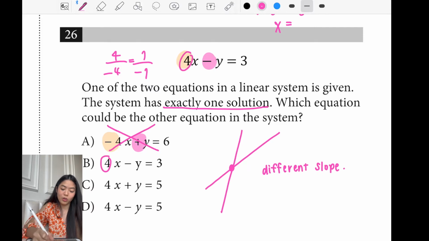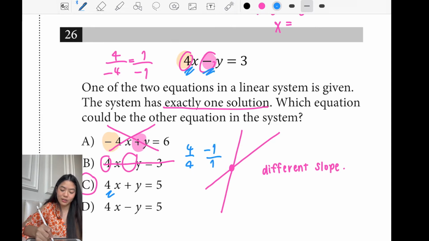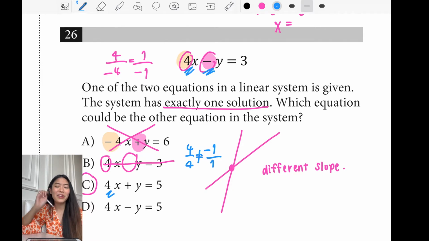For B, 4, negative 1, negative 1, no. But C should be the answer. Why? 4 divided by 4 and negative 1 divided by 1, which are not equal to each other. Therefore, we're going to use C. This is the fastest way to find the number of solutions if it's given in the ax plus by equal to c form of the two linear equations. For those who want to understand more about this concept and this trick, you can follow my YouTube, and I will share this clip with you in the next video.